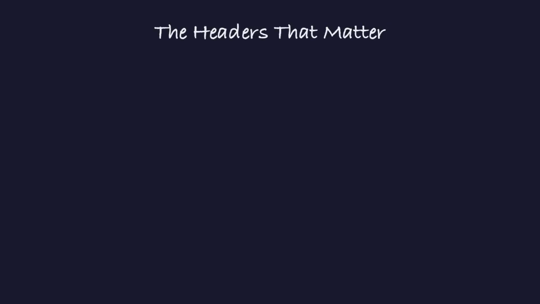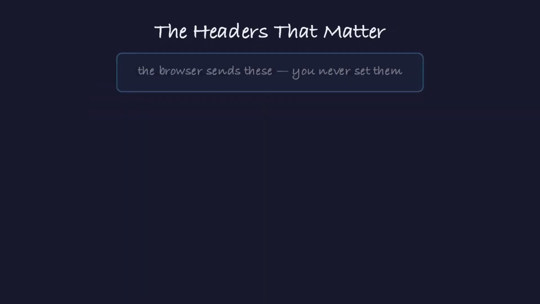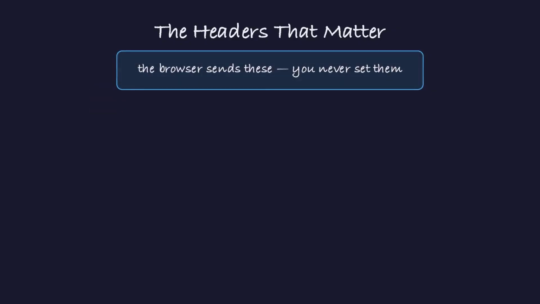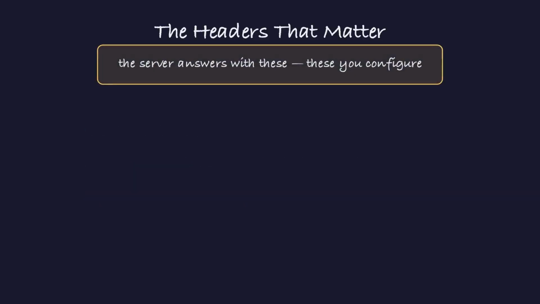Let us catalog the headers you will actually work with. There are two sides: what the browser sends and what the server sends back. The browser sends these and you never set them yourself. Origin, which is who is asking, and on a preflight only, Access-Control-Request-Method and Access-Control-Request-Headers, describing what the real request intends to do. The server responds with these, and these are the ones you configure.